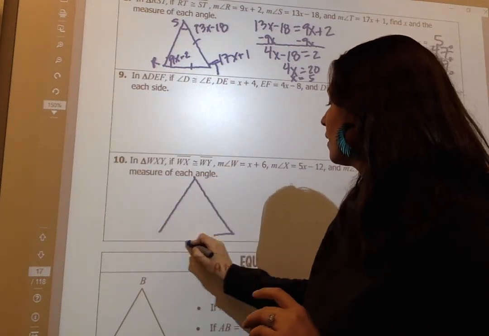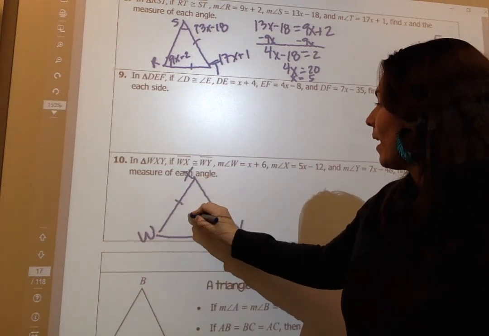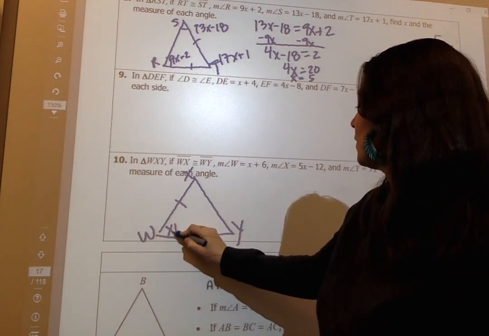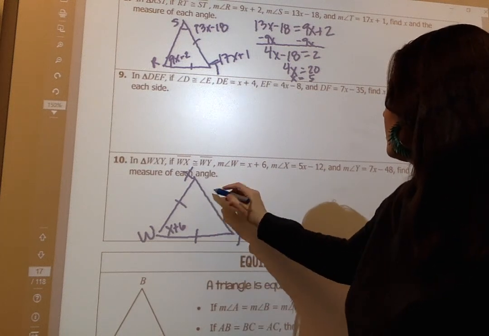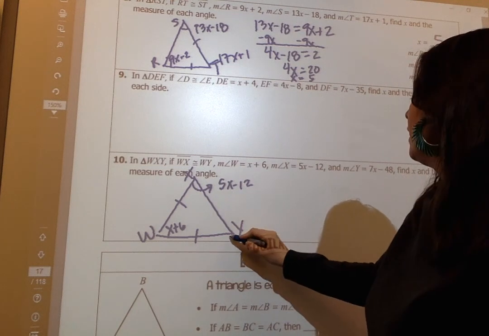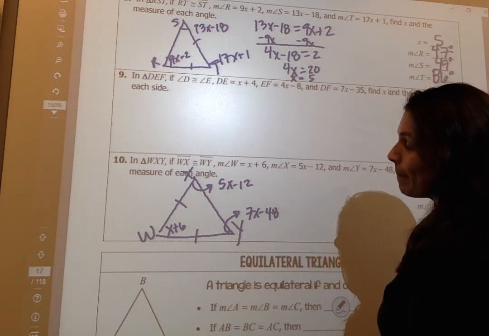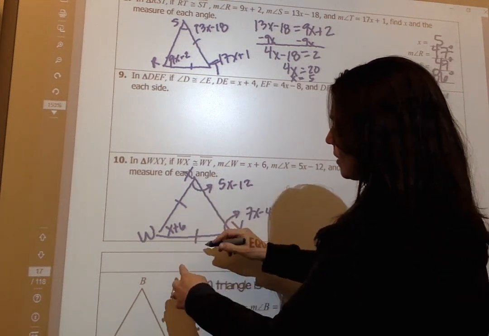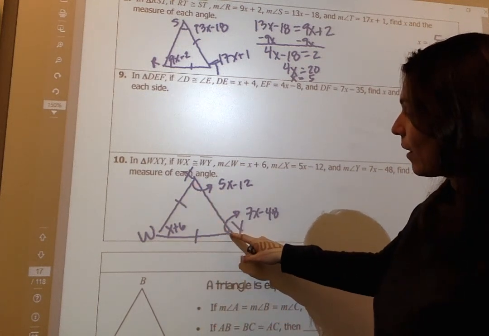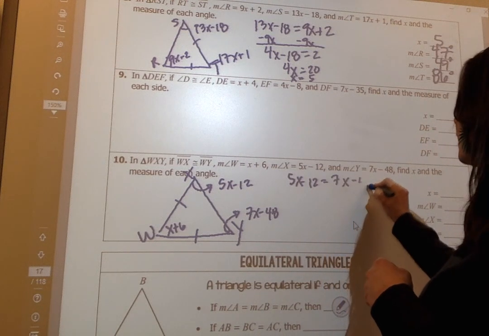It gives me information, so I'm going to say WXY. WX is congruent to WY. Angle W is x plus 6. Angle X is 5x minus 12. And angle Y is 7x minus 48. So my base angles are opposite the congruent sides, so it's going to be these guys right here, angle X and angle Y, which are going to be congruent to each other. So I'm going to say 5x minus 12 equals 7x minus 48.